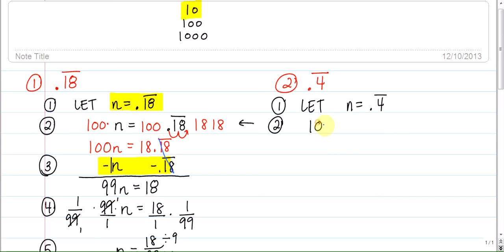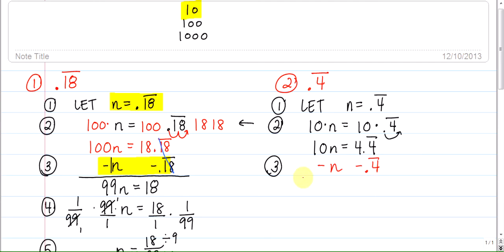So I'll have 10n equals 10 times 0.4 repeating. Then I'm going to clean this up. This is 10n equals, move the decimal one place to the right for the 10. I get 4 point, and there's more 4s repeating after that. Step 3, I'm now just going to do the same thing I did before. I'm going to subtract n from both sides. On the right side, rather than write n, I'll put what n is equal to. And remember that n was equal to 0.4 repeating.